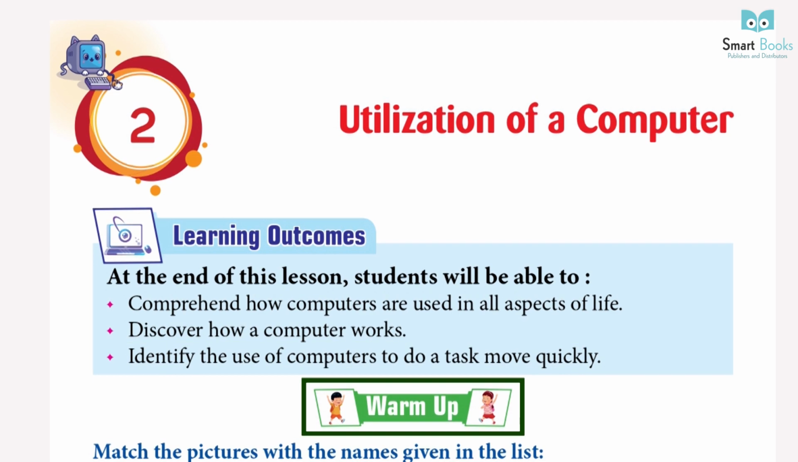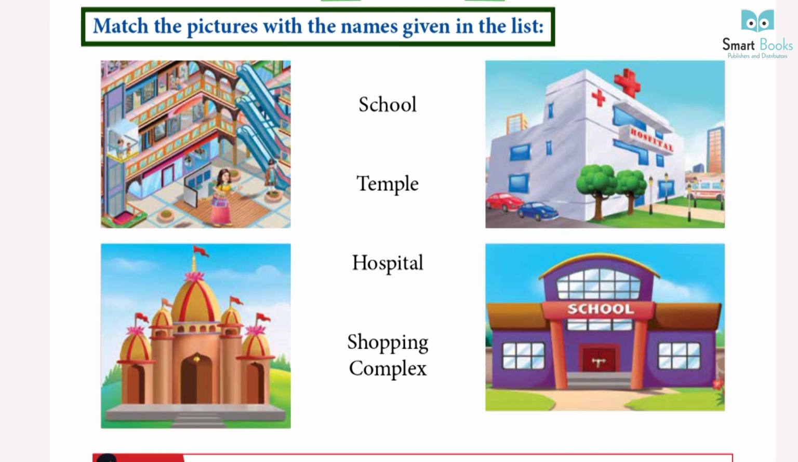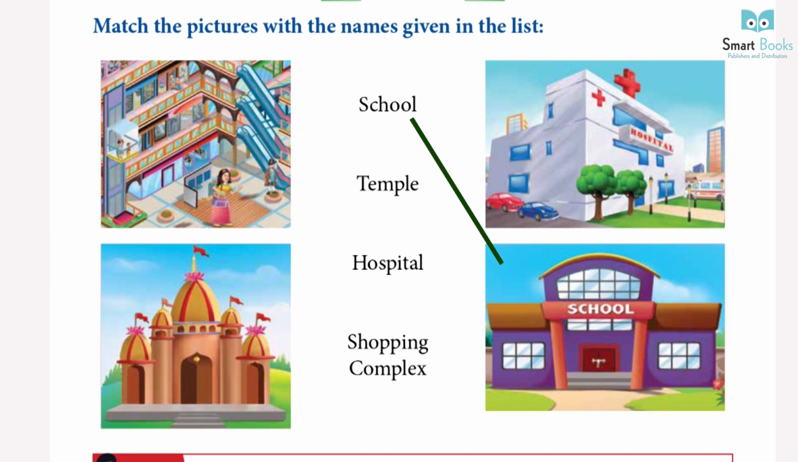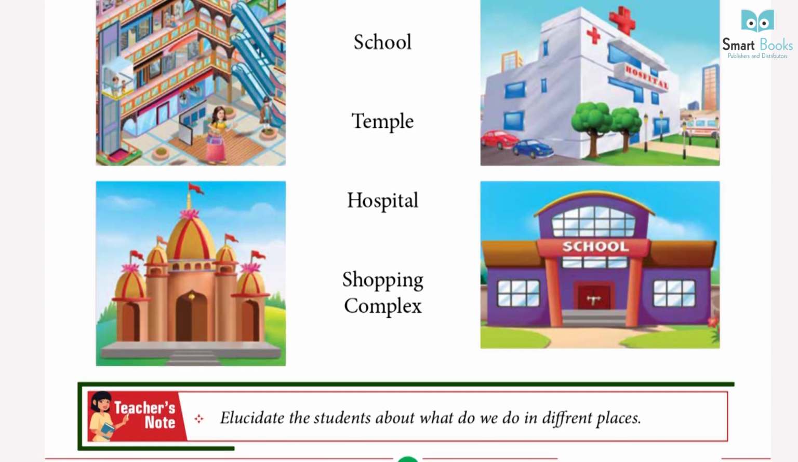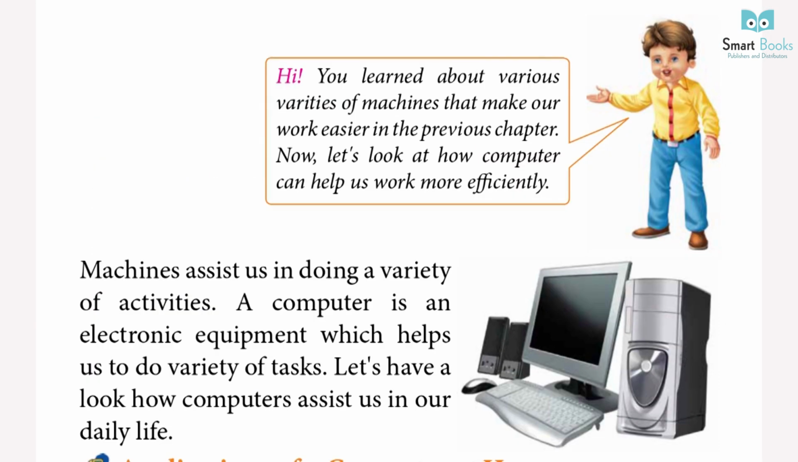Warm up. Match the pictures with the names given in the list. Match school with the image of school. Match temple with the image of a temple. Match hospital with the image of a hospital. Match shopping complex with the image of shopping mall. Teacher's note: elucidate the students about what we do in different places.